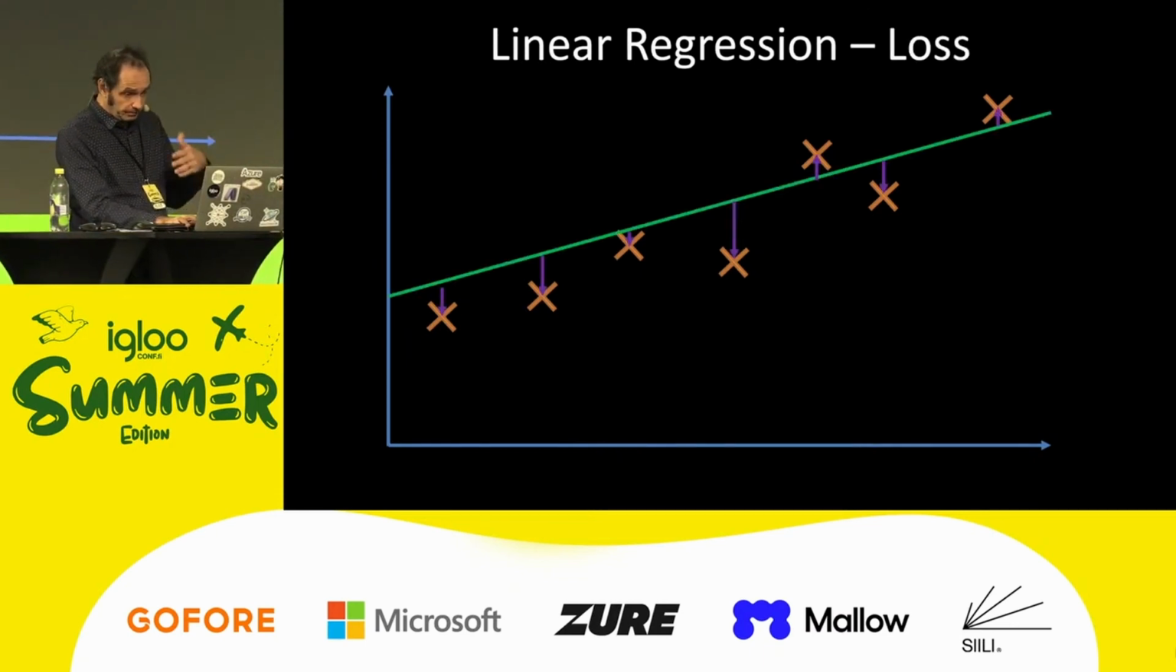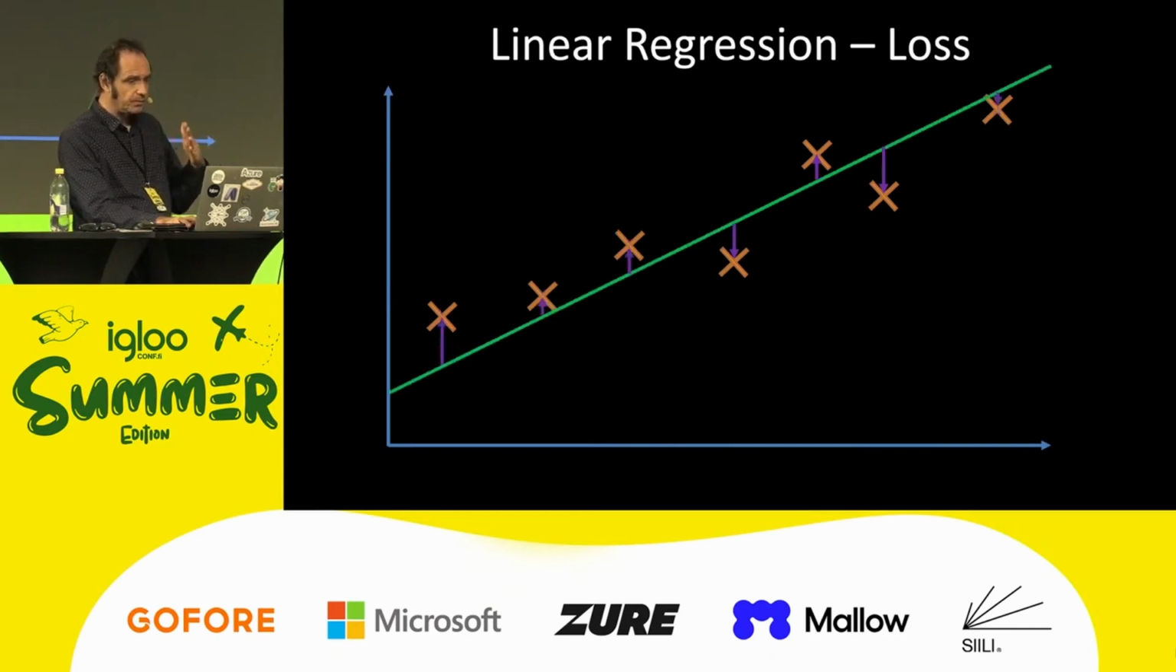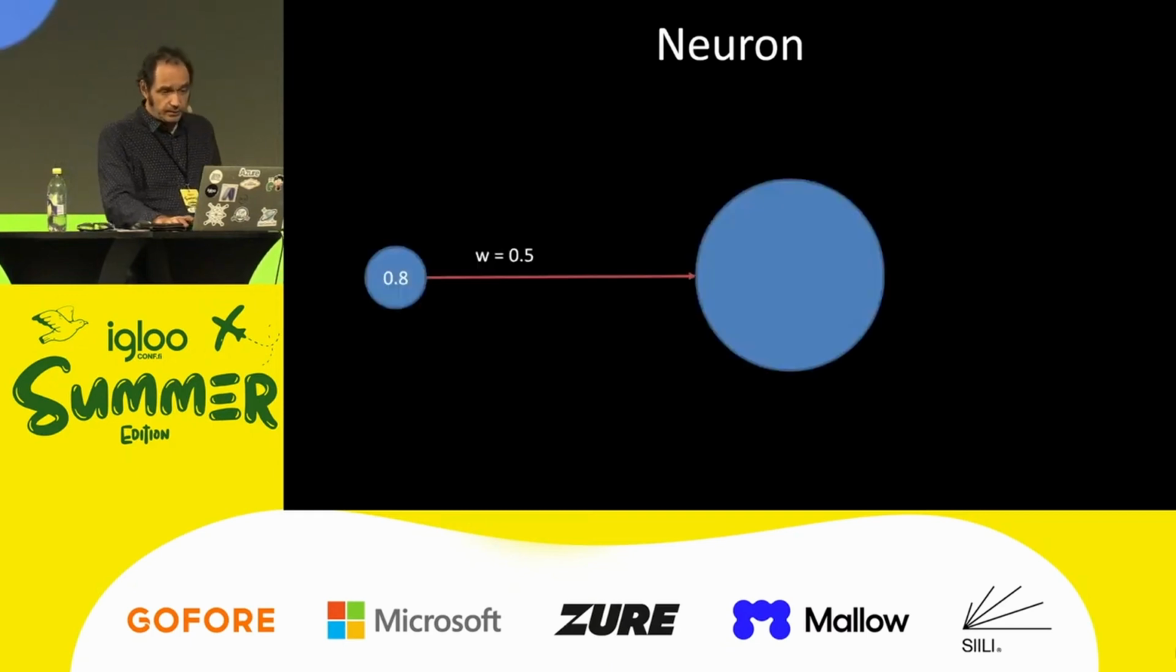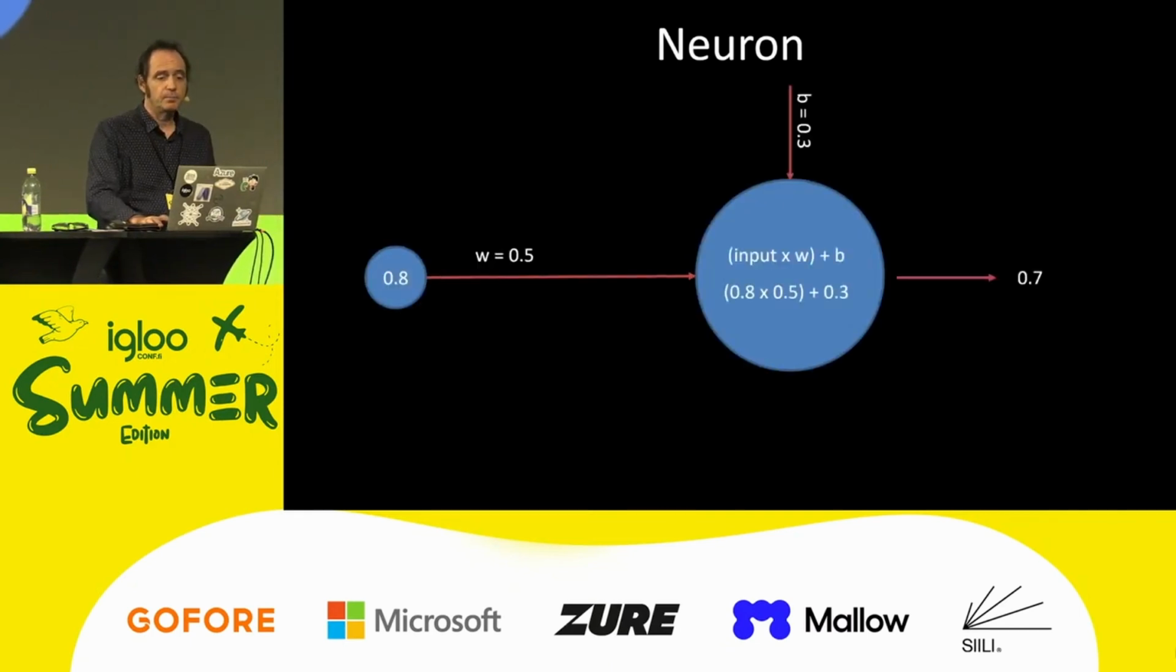And the way that we can find the optimal line is basically by moving the line around and calculating the minimum amount of loss. Those purple arrows are kind of representing the loss that we've got within that particular algorithm. And that's what's basically done within a single neuron.